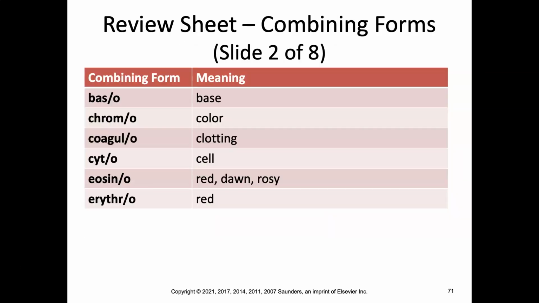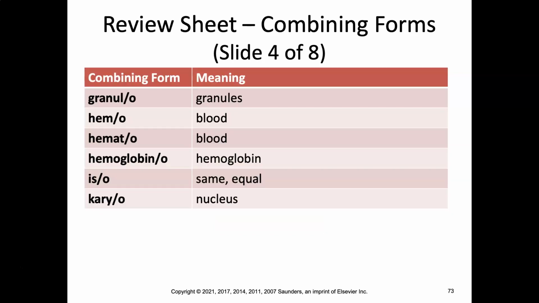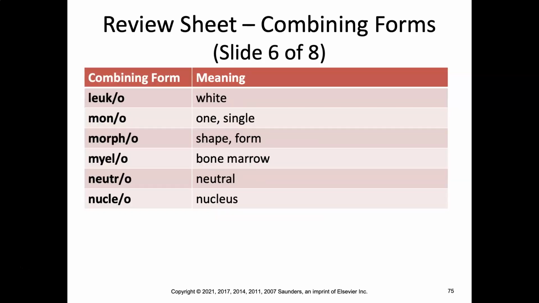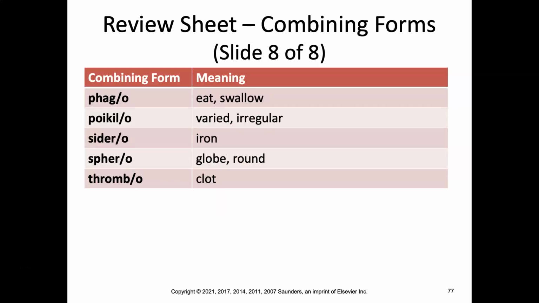Okay, combining forms: baso, chromo, coagulo, cyto, eosino, erythro, granulo, hemo, hemato, hemoglobino, iso, karyo, leuco, mono, morpho, myelo, neutro, nucleo, phago, poiquilo, cytero, spiro, thrombo. And that is it for chapter 13, blood system.